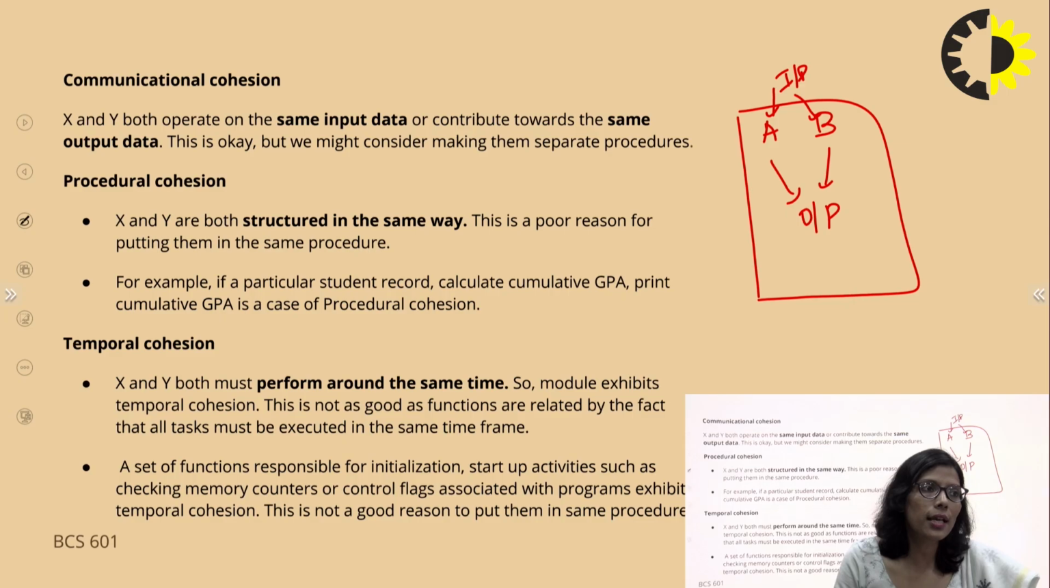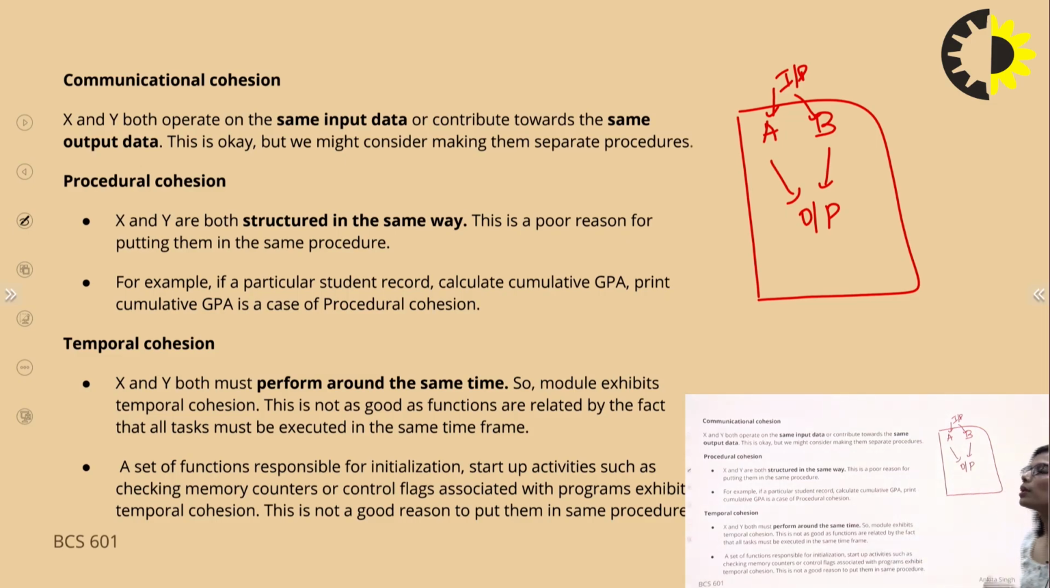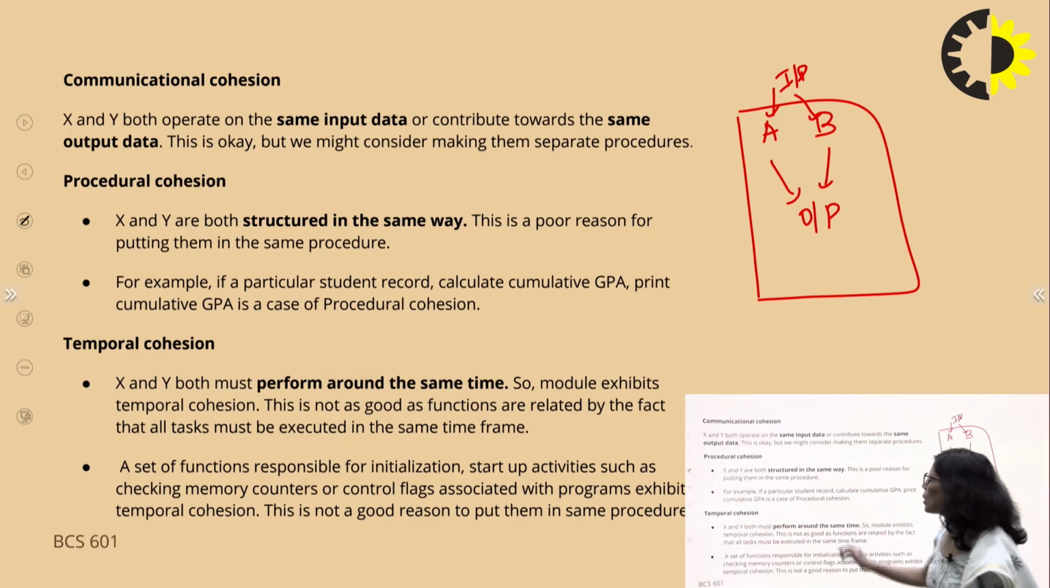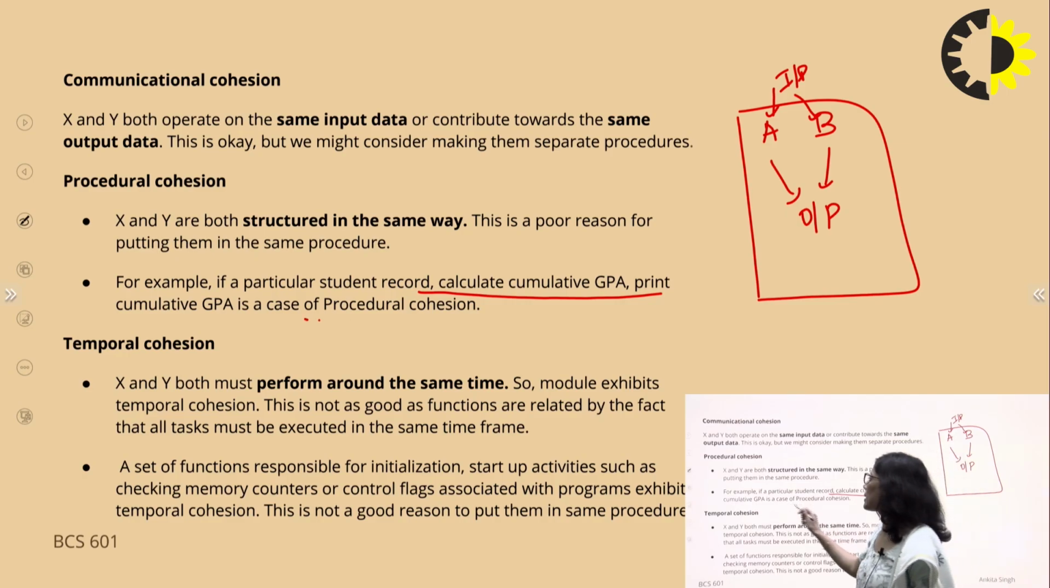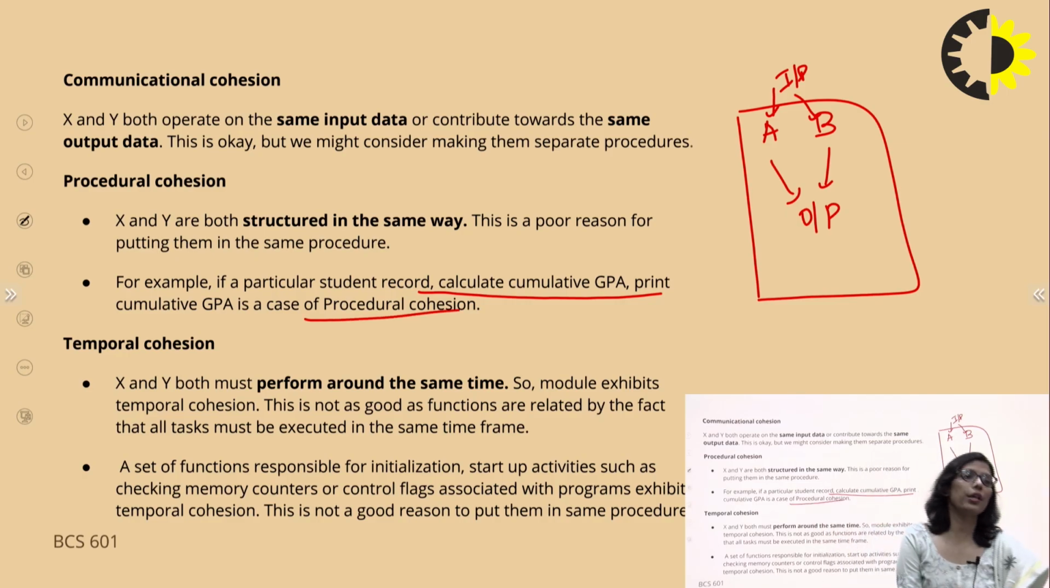Procedural cohesion says if X and Y are both structured in the same way. Now, this is a poor reason for them to be in the same procedure. So, if X and Y are structured in the same way and we put them into one module, it is called procedural cohesion. For example, take a particular student record, calculate the cumulative GPA and print the cumulative GPA in the case of procedural cohesion.